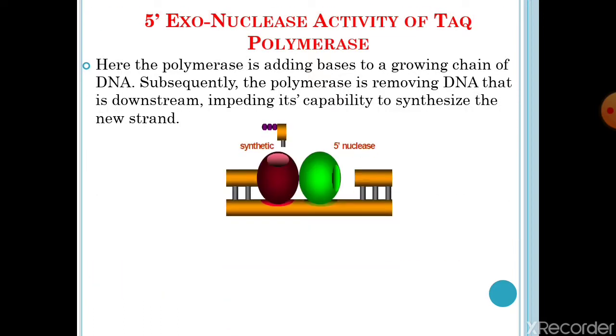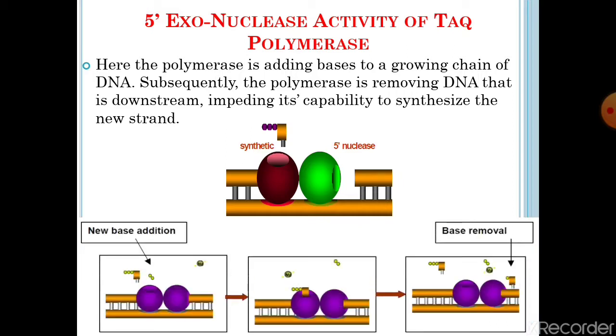If you are not understanding this, let us understand the 5' exonuclease activity of Taq polymerase. Here the polymerase is adding bases to a growing chain of DNA. Subsequently, the polymerase is removing DNA that is downstream and therefore impeding its capability to synthesize the new strand. Here now you can see the new base addition and the base removal.